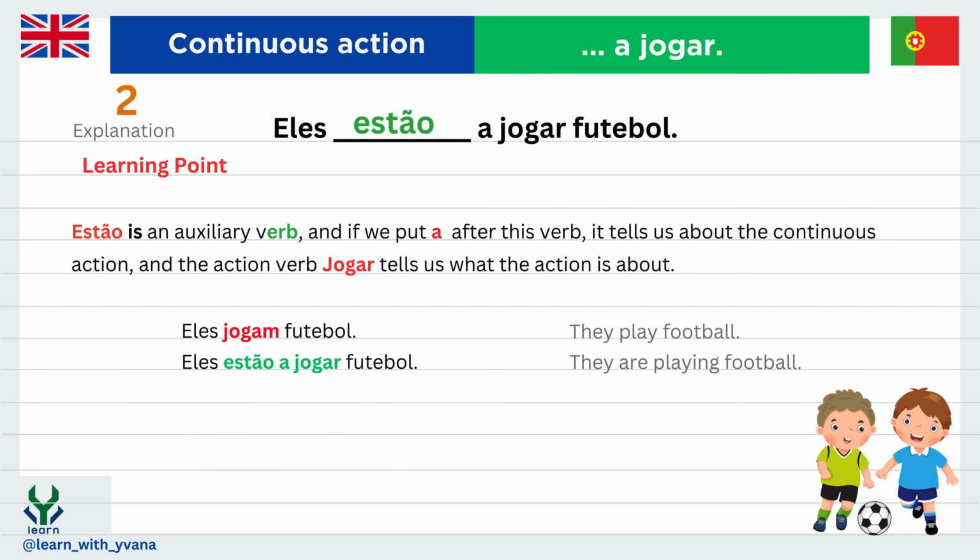Here in this particular statement, eles estão a jogar futebol, estar is an auxiliary verb, and if we put a immediately after this and then the action verb jogar, it tells us about the continuous action that they are doing right now. In this case, they are playing.